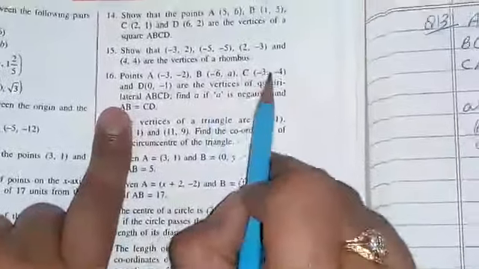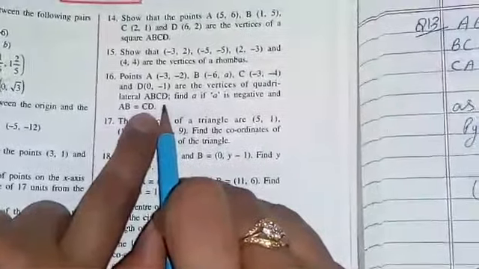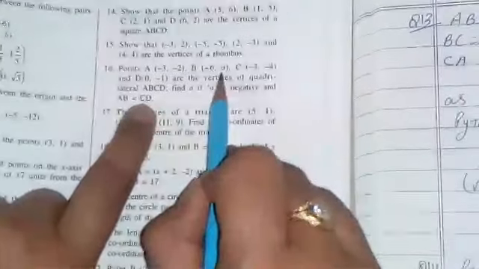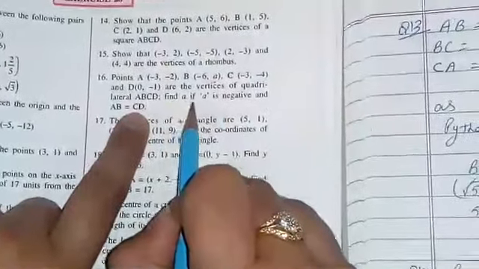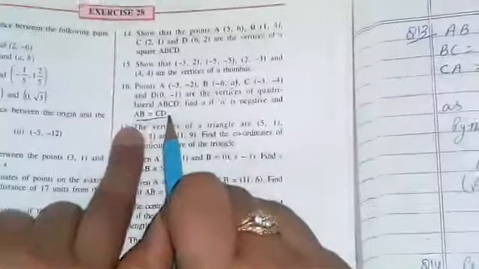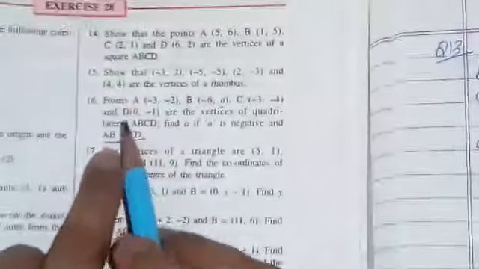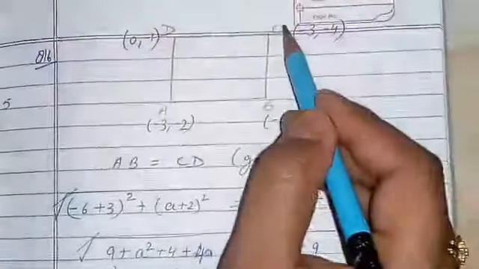Points A, B, C, D are the vertices of a quadrilateral. Which type of quadrilateral? Nothing is mentioned. But here one coordinate is missing, unknown, a, and you have to find out a, which is negative, with this condition. Which condition is given? AB is equal to CD. So children, you know that a quadrilateral is a four-sided figure. Mark the quadrilateral as A, B, C and D and write here the coordinates of all the vertices.